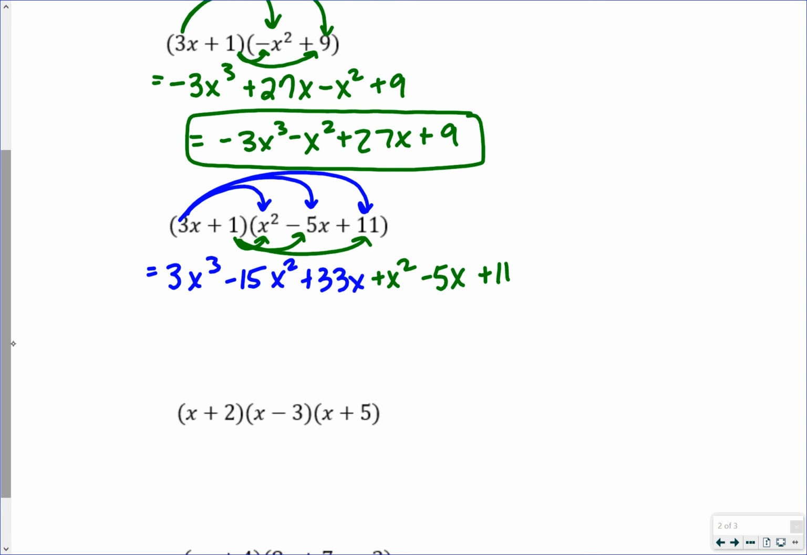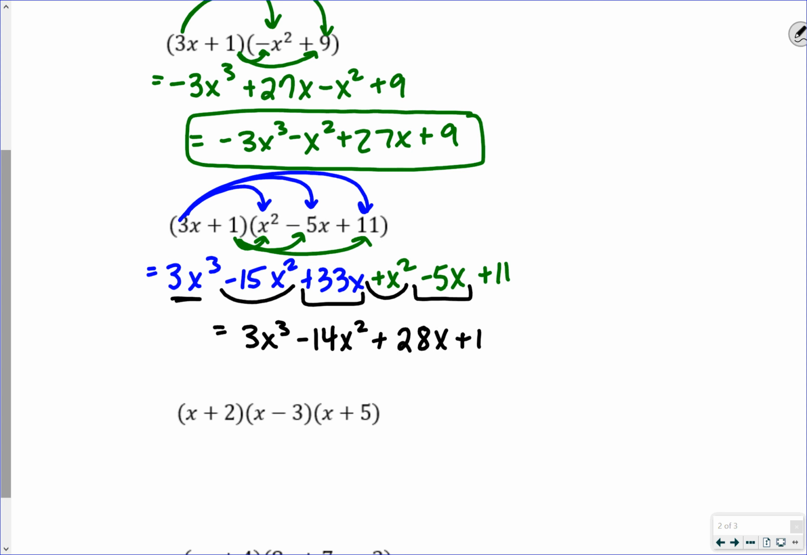Now I'm just going to combine my like terms. I only have one cubic. It is a 3x cubed. I have a -15x squared and a positive 1x squared, so it's a minus 14x squared. And now I'm going to combine my linears. I have 33x minus 5x, that's a plus 28x, and then the plus 11.